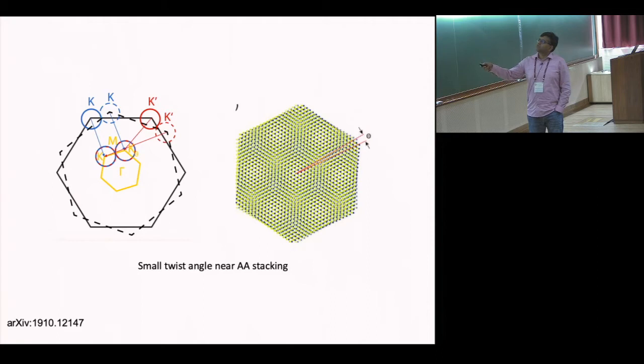This is in real space. There's a moiré pattern. This is in k-space. You now have band folding. And this is the reduced Brillouin zone where I now have my new band structure. And for the experts, we study a system that's near AA stacking. That's a small angle theta and not a small angle 60 minus theta.